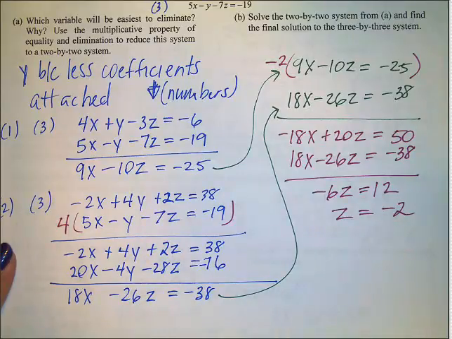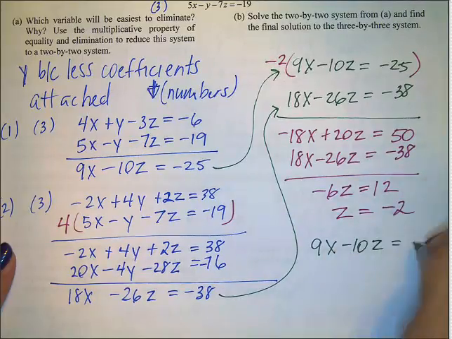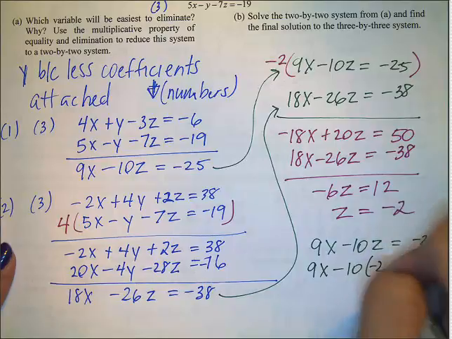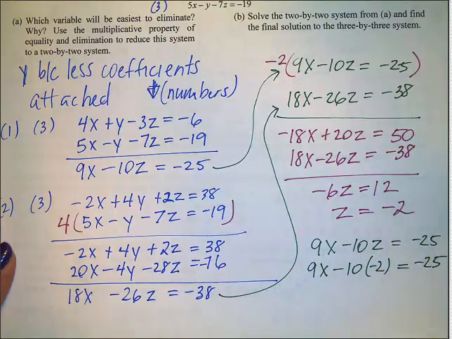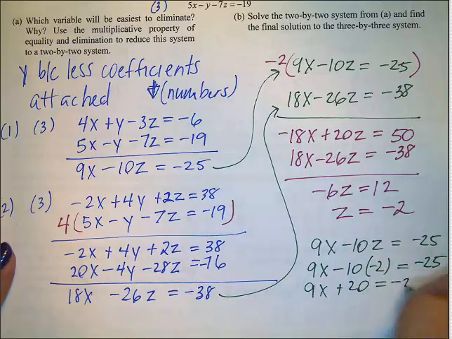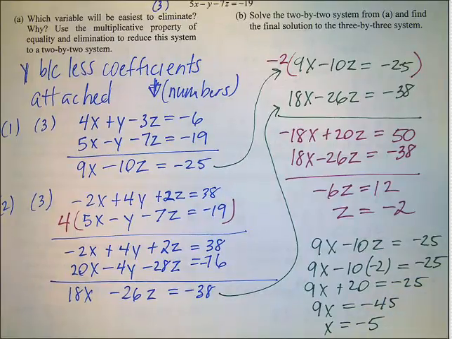So 9x minus 10z equals negative 25. So 9x minus 10 times negative 2 equals negative 25. 9x plus 20 equals negative 25. 9x equals negative 45, so x equals negative 5. Whew! We're almost there, and you'll know now why you had the whole page.